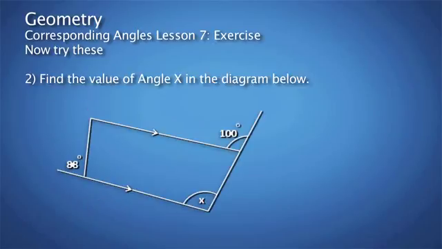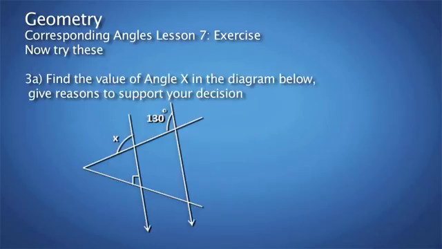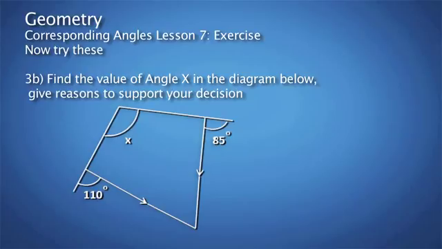Question 2, find the value of angle X in this diagram. We have angle X there, that's 100 degrees and that's 88 degrees. It's very easy. Question 3, we're also finding the value of angle X. That's the diagram we have for A. Find that angle. And that's the diagram for B. Find the value of angle X. Don't forget to extend the lines. That will help you identify the transversals and the parallel lines.